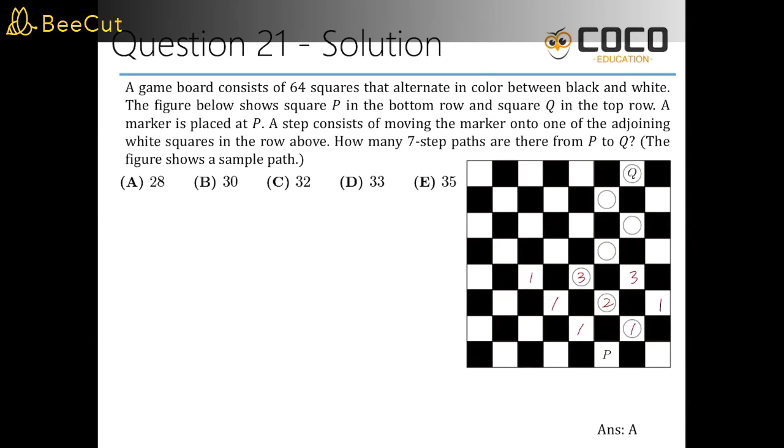Just check the one next to it. This is 1 plus 3, so this is 4. The next one, this is 3 plus 3, so this is 6. Here, this one is the same number, so this is 3 ways. Then next layer. So 4 plus 6, this is 10. 6 plus 3, this is 9.